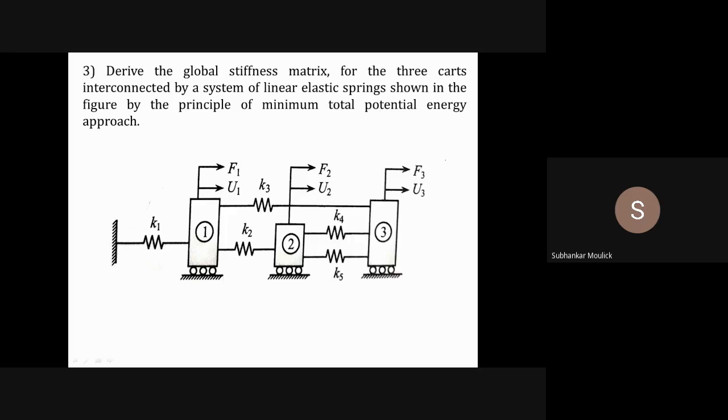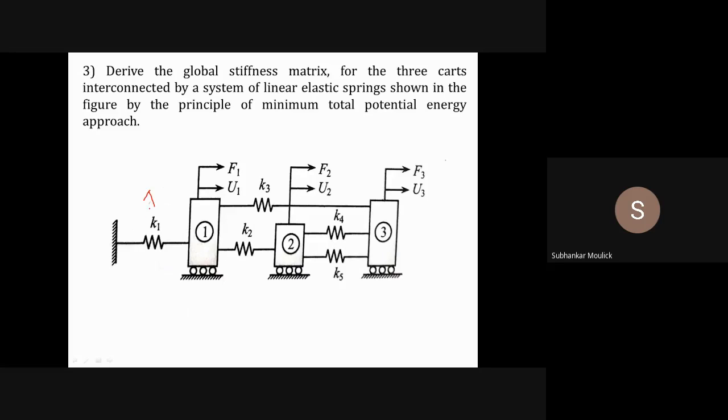If you see in this system, three carts are there. This is cart number 1, cart number 2, and cart number 3. Assume these three carts to be the nodes. And there are a total of 5 elements present in the problem. That means 5 springs are there. All these 5 springs are elements. So this is the first spring.